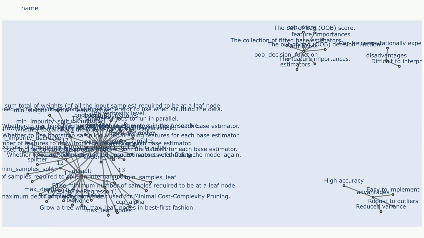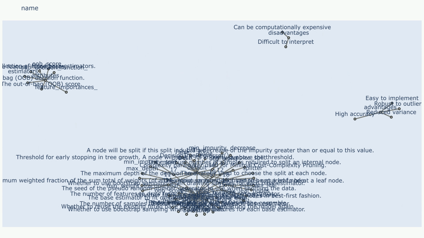X_train, X_test, y_train, y_test = train_test_split(X, y, test_size=0.2, random_state=42). Create a BaggingRegressor with DecisionTreeRegressor as the base estimator. bagging_model = BaggingRegressor(base_estimator=DecisionTreeRegressor(), n_estimators=100, random_state=42). Train the model. bagging_model.fit(X_train, y_train).